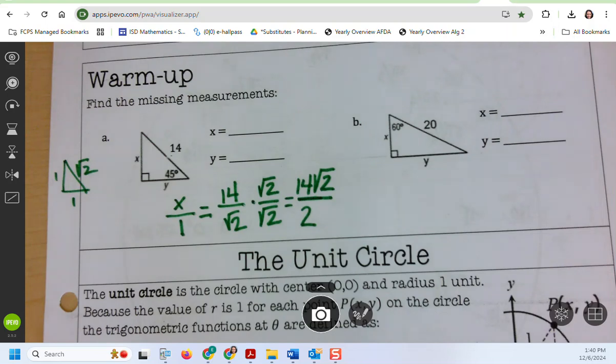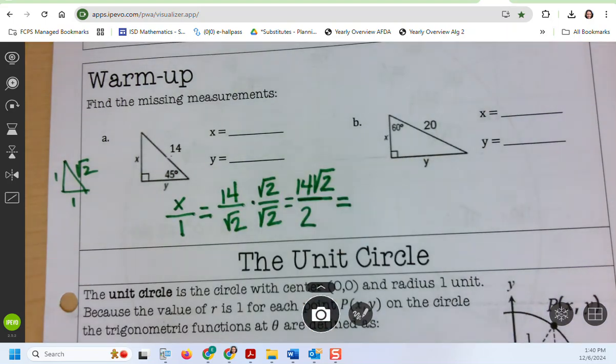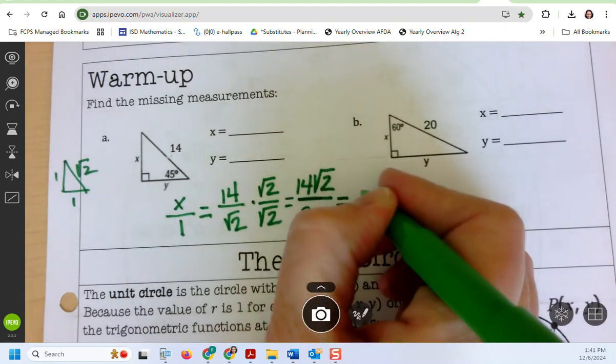Am I done simplifying? Is this as simple as it can be? Divide, right. And what do we get? Actually, I'm not sure. Is it 7 root 2? All right, who thinks that the answer might be 7 root 2? All right, you have about half the class agreeing with you. And you are all right. It is 7 root 2.